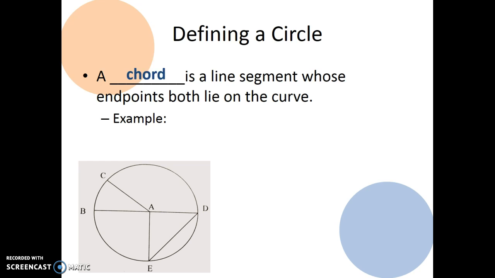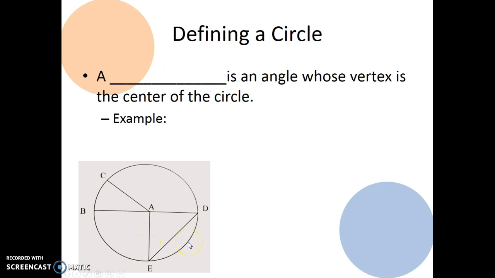A chord is a line segment whose endpoints both lie on the curve. A chord is what this guy is right here. Okay? So, for example, line segment DE is a chord. None of these radii are chords because they do not have endpoints that both lie on the curve. However, you could say that this diameter, line segment BD, is also a chord, but that might be a little bit confusing. Usually we refer to chords as these line segments that do not go through the center.